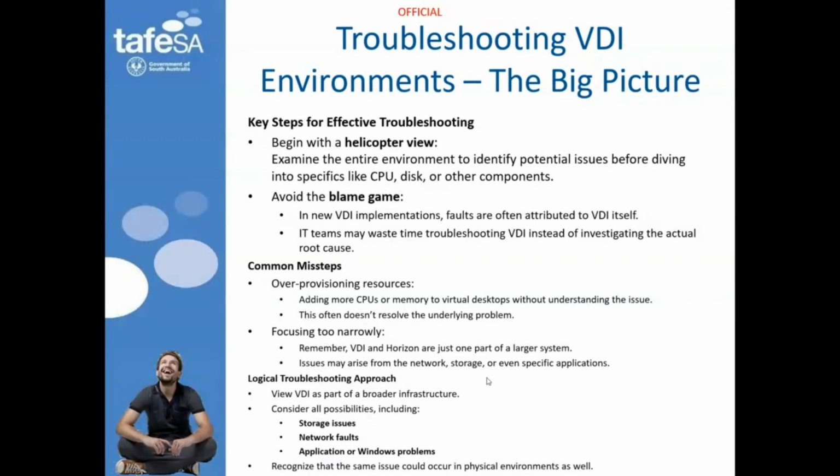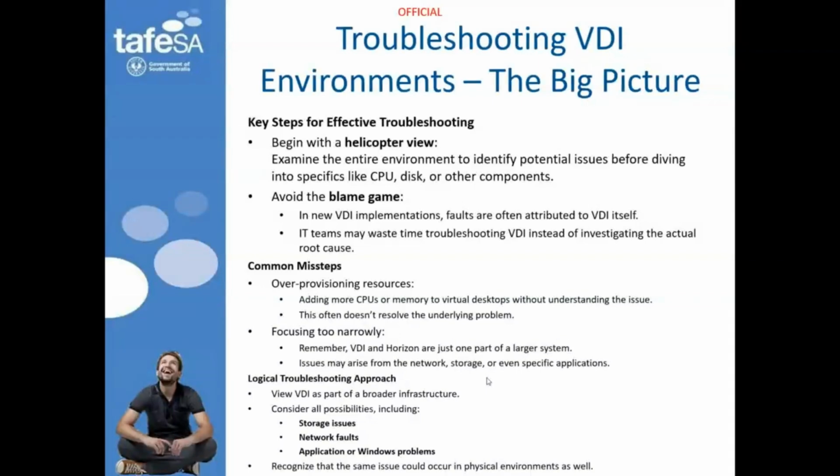Also, you could be focusing too narrowly, as in you're only looking at one thing, and that's the only thing you care about. Whereas if you consider all the other things that could be part of it, then you're able to more readily identify the issues. Remember that VDI, virtual desktop infrastructure, and Horizon are just one part of your larger system. Is your network configured correctly? Is your network performing correctly?